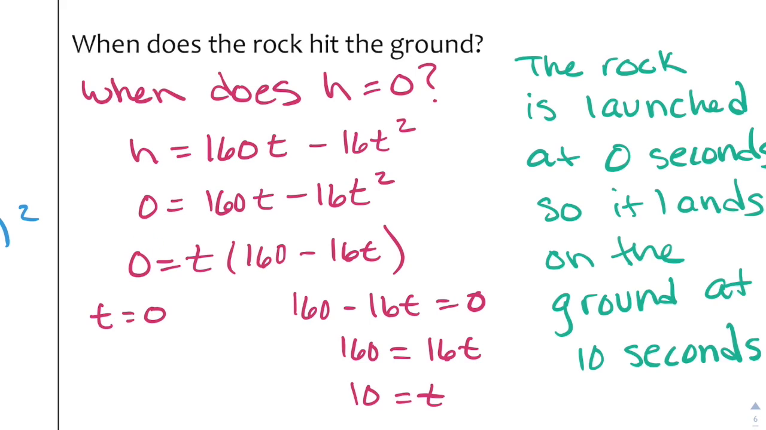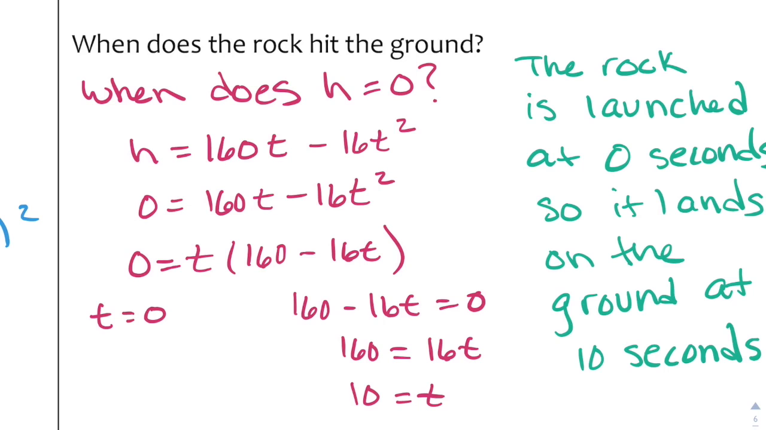So instead of doing that, you have to factor the t out and solve both the t and the 160 minus 16t for 0. Here you see t equals 0 when time is 0. Here you see time being 10.